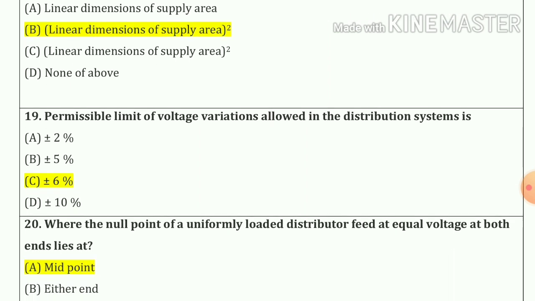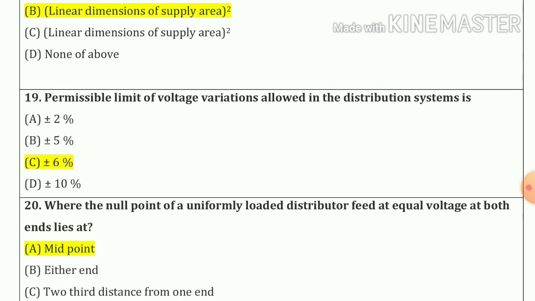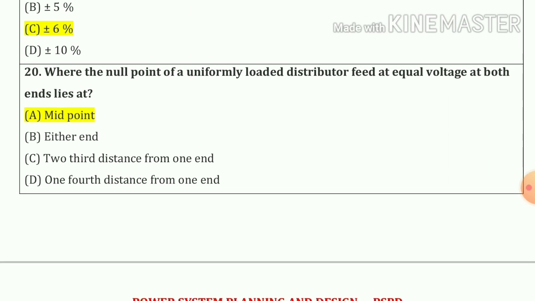Question number 19. Limit of voltage variations allowed in the distribution system is, so our limit is plus or minus 6%. Question number 20. The null point of a uniformly loaded distributor fed at equal voltage at both ends lies at midpoint, option number A.